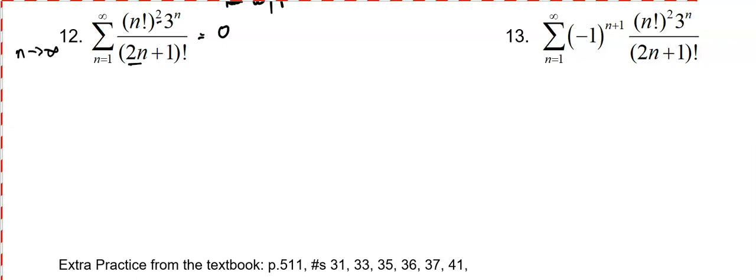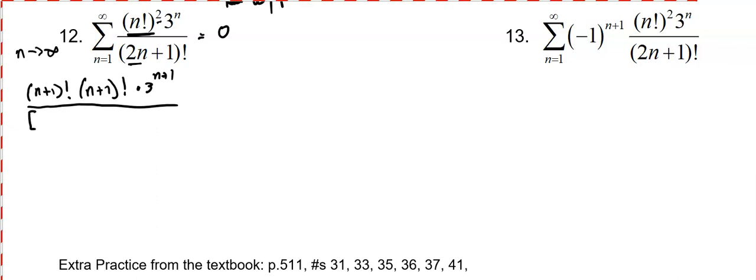So set that up. You're going to take your n plus 1 series. So we would have n plus 1 factorial squared. So we do another n plus 1 factorial. So that's this guy with an n plus 1 term. And then 3 to the n plus 1, all over your denominator, which is an n plus 1 series. So that would become 2, and then an n plus 1, and then plus 1. All of that has a factorial behind it.